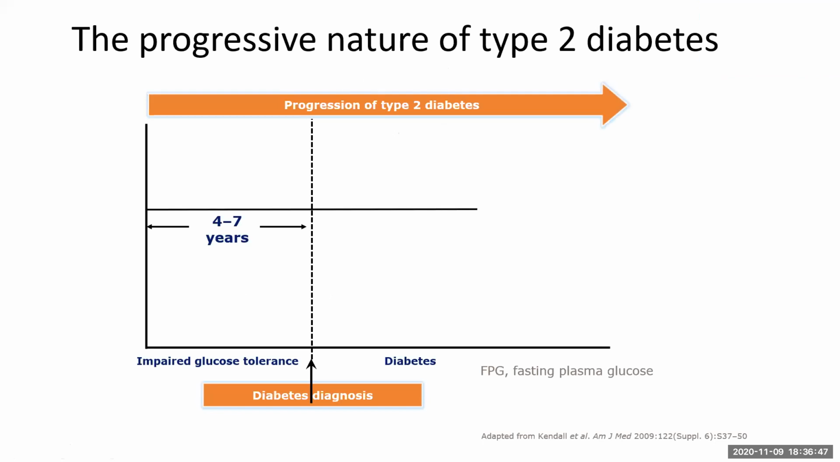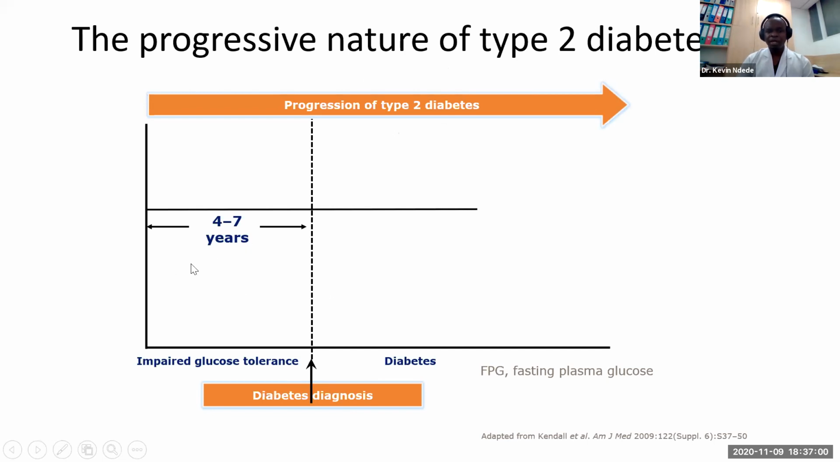So just by way of beginning, we know that generally before we make a diagnosis of diabetes, there's usually been about 4 to 7 years of intermediate hyperglycemia, or what is generally called impaired glucose tolerance. The other common term for this is pre-diabetes. So by the time someone has this diagnosis of diabetes, they have already had a long period where their sugar control has been poor.